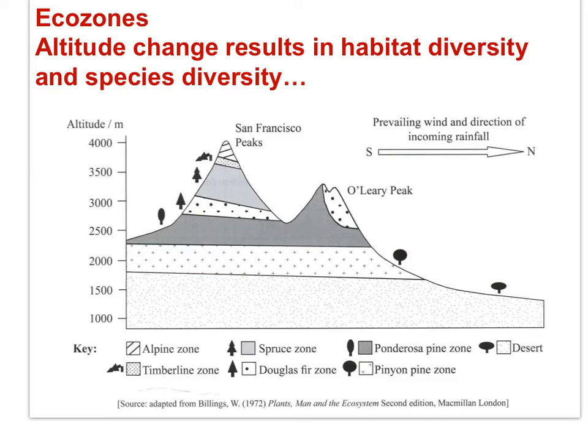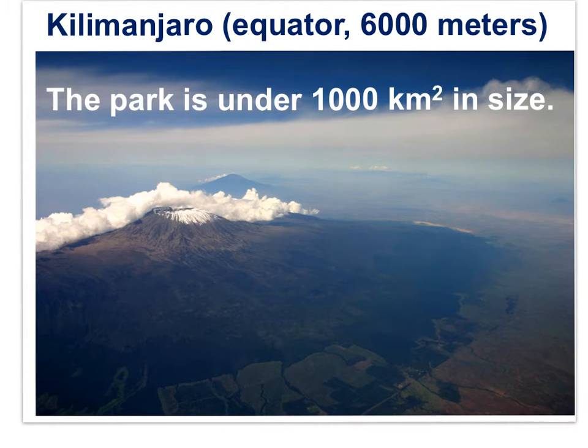Altitude change, as can be seen in this slide, results in habitat diversity and species diversity. Locations with dramatic altitude change would be worthy of protection. Kilimanjaro is located on the equator and rises to nearly 6,000 meters. The tropical location and the change in altitude makes the Kilimanjaro area worthy of protection. However, the park is relatively small at 1,000 square kilometers.